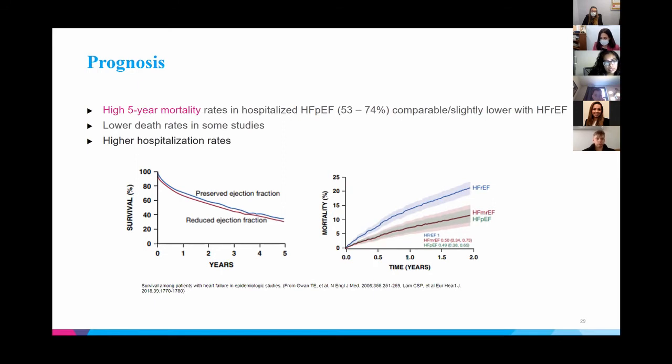So here you can see survival, and these are from epidemiological studies with reduced ejection fraction or preserved ejection fraction, and the curves look very, very similar. This is a different study that shows mortality as well, and here HFrEF seems to have a little bit higher mortality, but regardless, there is a high 5-year mortality, 50 to 74%, depending on what you look at.